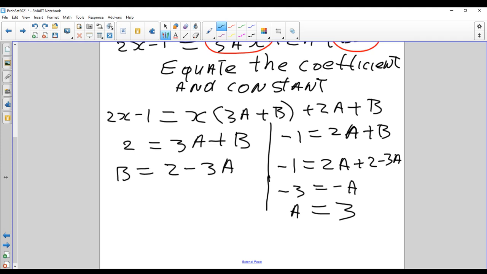So if a is 3, how can we use that fact to get what our b is? Go ahead, please, Shreyash. We have an equation that says b is equal to something right here. So we can go back to the left-hand side and say b is equal to 2 minus 3 times 3. So that's equal to 2 minus 9, which is minus 7.